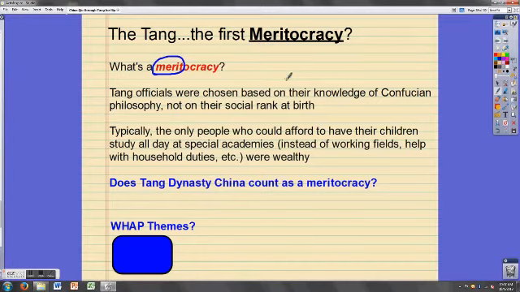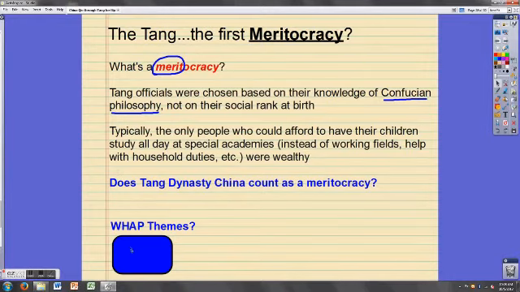Those are your merits. So a meritocracy is something where you can get ahead in life based on how good you are at something. In this case, based on how good you are at your knowledge of Confucian philosophy, right? Does Tang Dynasty China count as a meritocracy based on this information? Well, I'll let you guys decide that.